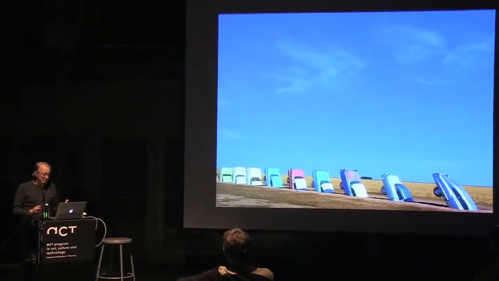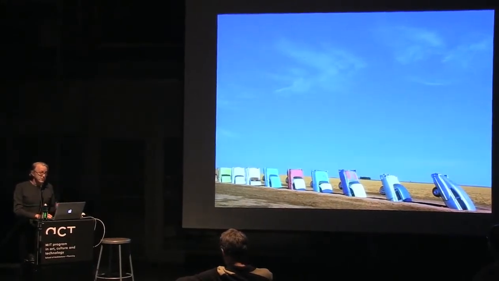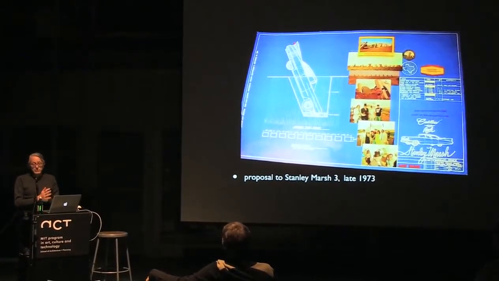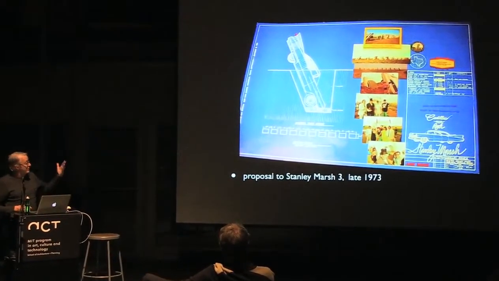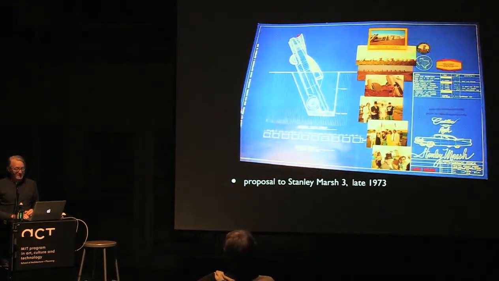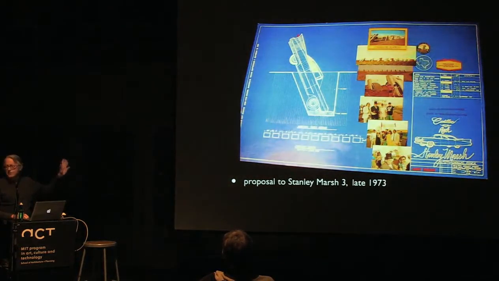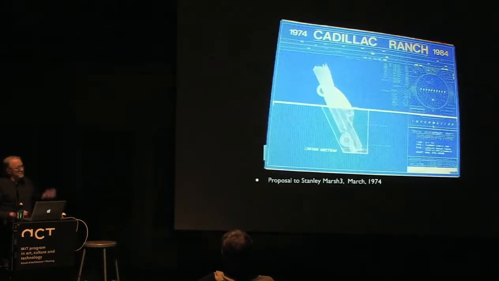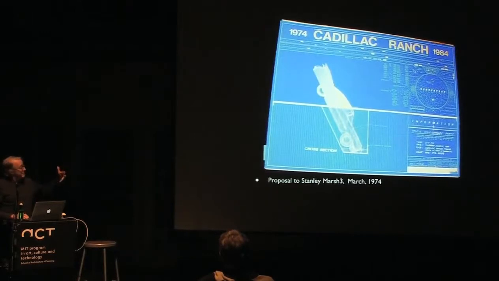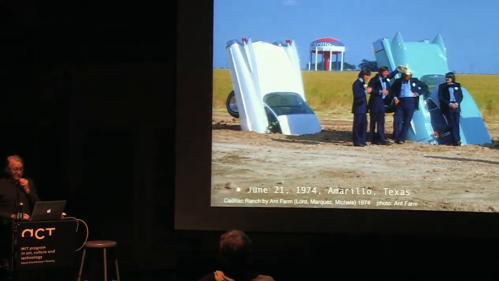If you know of Ant Farm, it's probably through Cadillac Ranch, which was an invited commission from Stanley Marsh, and this is the proposal that was sent to Stanley in late 1973. I included it just because it is a kind of architectural drawing, a standardized drawing sheet, and it included the budget. And then we remade it as an invitation to the 10th anniversary of Cadillac Ranch in 1984.